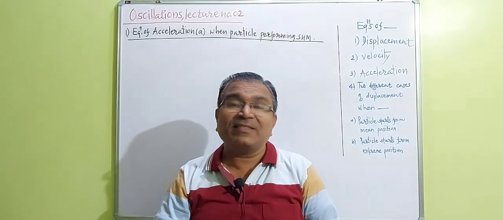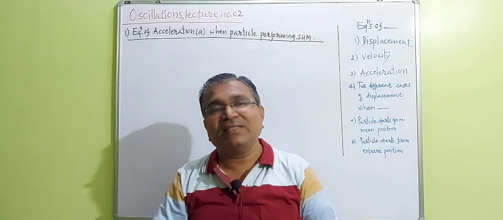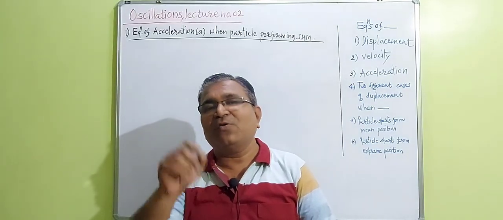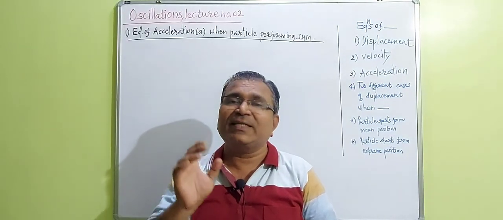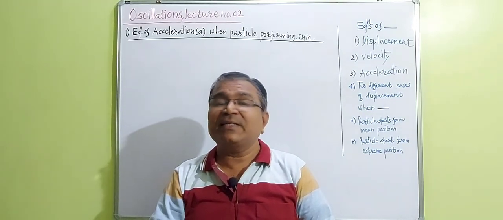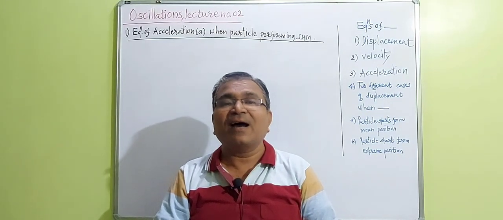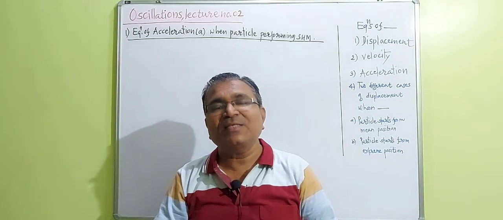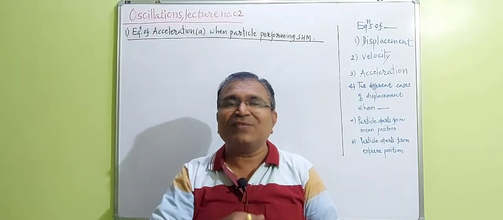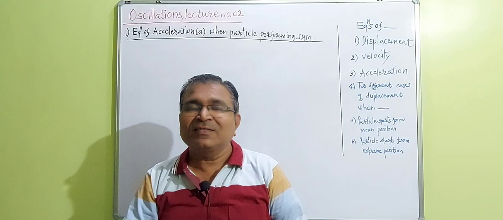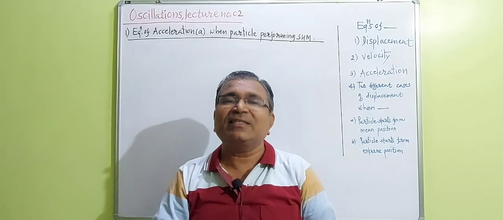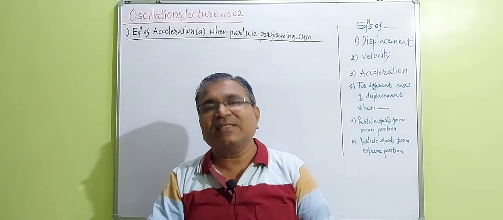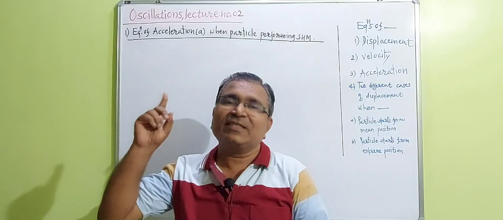We are discussing the chapter Oscillations as long as 12 science is considered, and this is lecture number 2. In lecture number 1, we have already discussed the concept of oscillatory motion, why oscillatory motion is a periodic motion and harmonic motion, and how the differential equation of linear SHM is to be derived. The students who haven't seen lecture number 1, my humble request to all of you, listen to lecture number 1 and then come here to listen to lecture number 2.